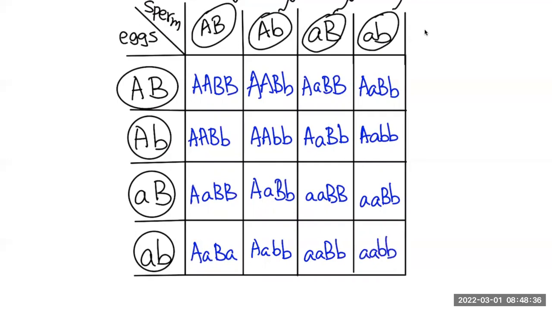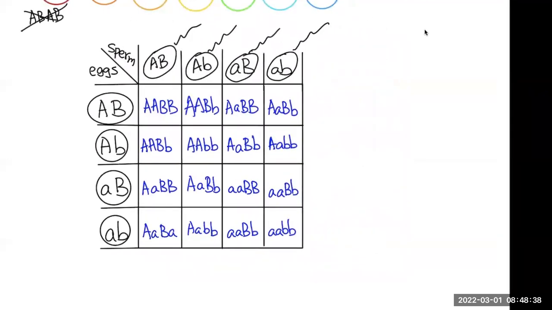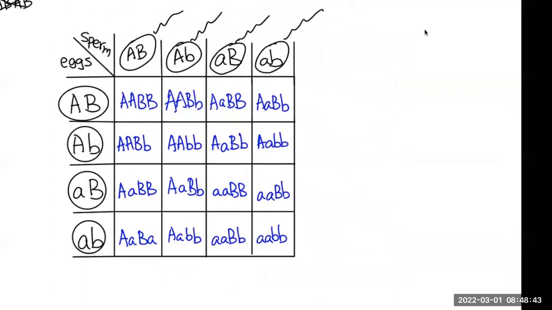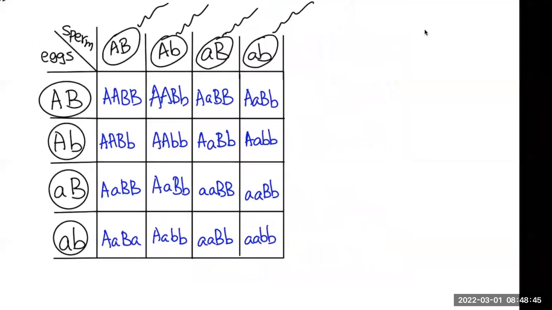Okay, so there we go. I have completed it, and hopefully I haven't made any mistakes while I did it. Now let's do the genotype together. So once you've got that, we have the genotype ratio.